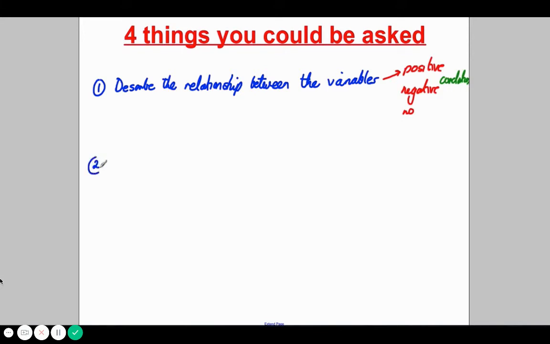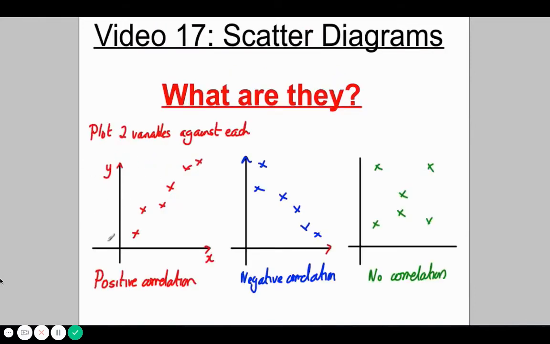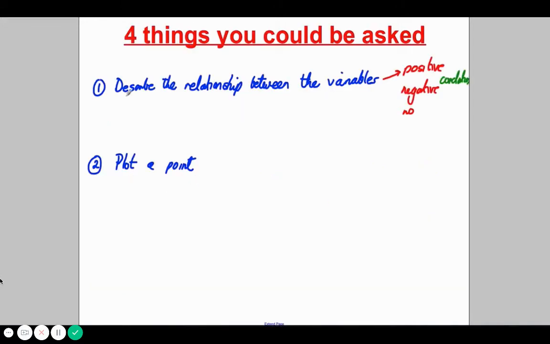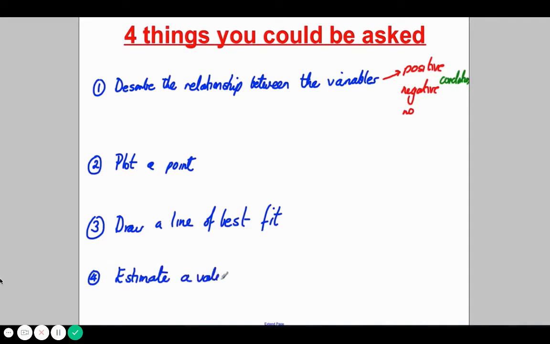The second thing they can ask you is to plot a point onto the diagram. Now, just be super careful that you read your axes so you know exactly what each little square is going up in. So they've asked you to do that before. The next thing they could ask you is to draw a line of best fit, and I'll show you exactly how to do that in an example. And the last thing they might ask you is to estimate a value using your line of best fit.